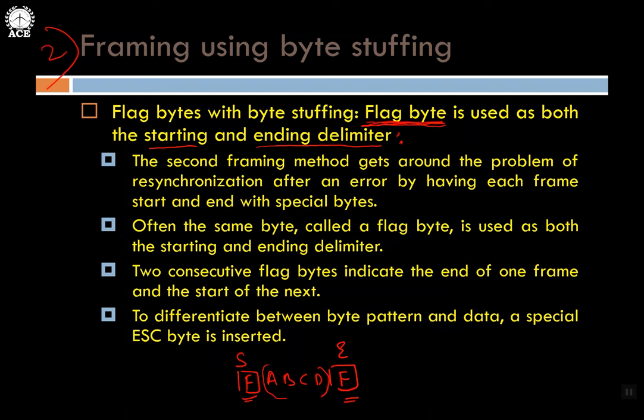Now what happens here? Two consecutive flag bytes indicate the end of one frame and the start of the next. To differentiate between the byte pattern and data, a special escape byte is inserted. A major problem that may happen is that this flag byte may sometimes be part of the data. Then what are we going to do? If a flag byte occurs within the data also, for example A, B, C, D, then flag, then again A, B, like this is my data, this special flag is occurring as part of the data. Then how are we going to resolve it? To understand that, we will see the example.